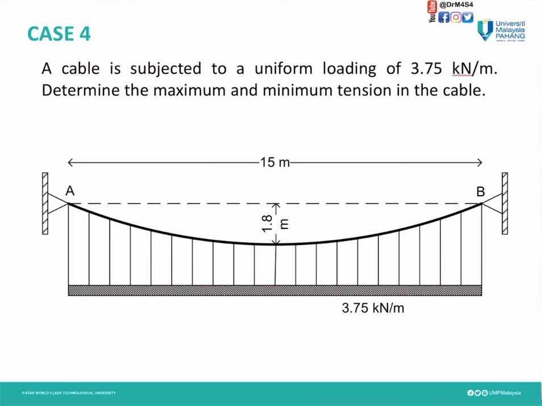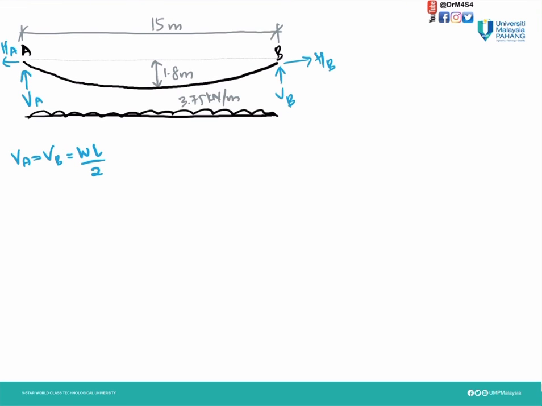Now let's do some exercise for case 4. This cable is subjected to UDL of 3.75 kN per meter. We need to determine the maximum and minimum tension in the cable. As we can see here, this cable is supported at the same level. So we know at each support we're going to have horizontal and vertical forces.